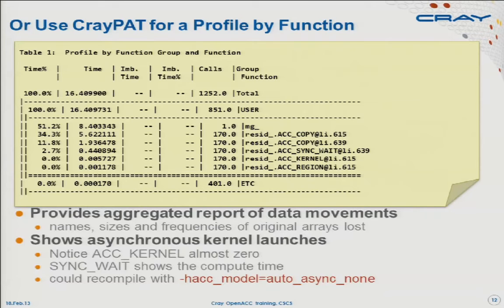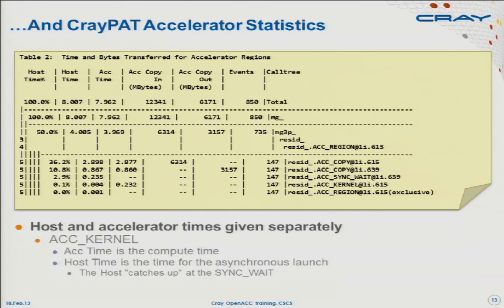Again, we're seeing sync waits tend to crop up quite a lot, because if everything's launched asynchronously, the time shows up in the waiting for the asynchronous events to finish. If you want to make the profile a bit easier to understand, you can tell it to not use the asynchronous launchings. So you recompile with this flag. And when you do that, you can also learn a bit more about how much data was transferred in each direction from the CrayPAT profile.